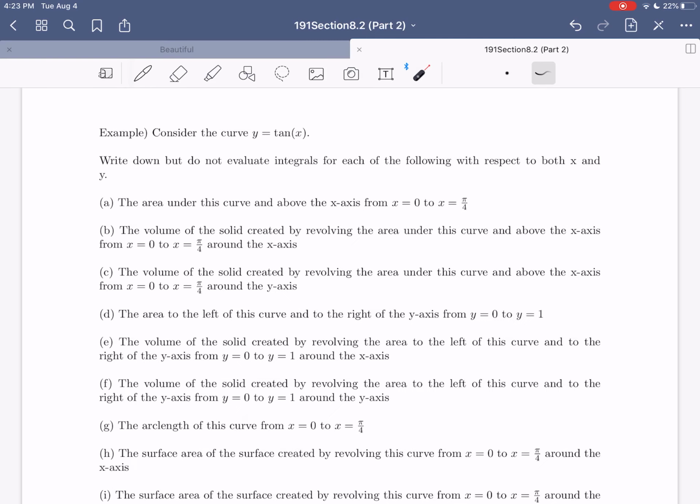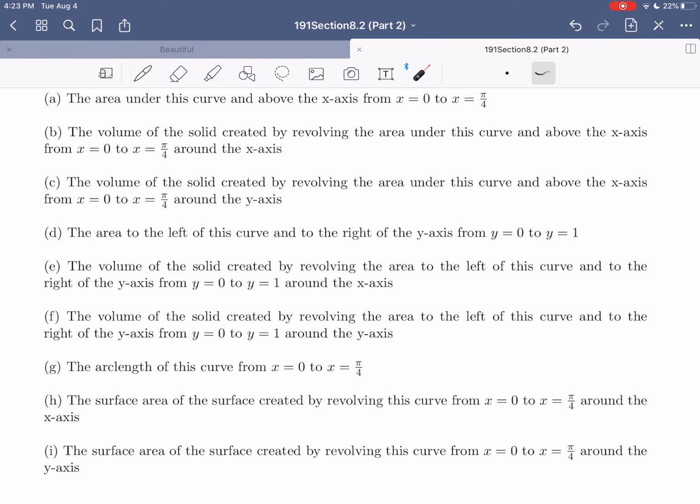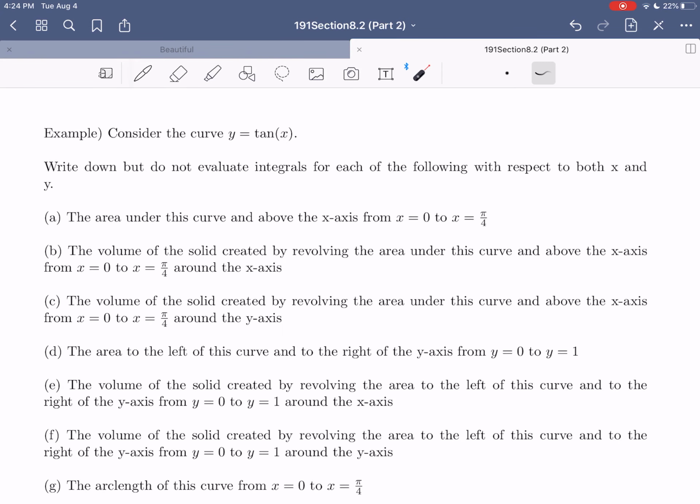So for this entire thing, we're going to use the curve y equals tangent x. And we're going to go through a series of questions. Looks like we got 1, 2, 3, 4, 5, 6, 7, 8, 9 different things. We're going to do some areas here and here, some volumes here, here, and here, the arc length, and some surface areas.